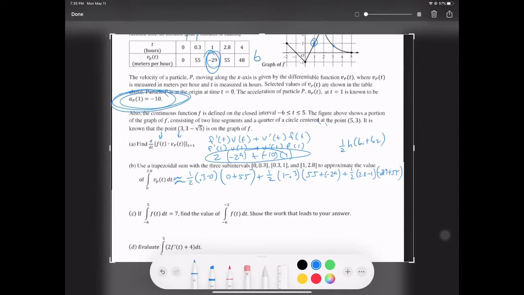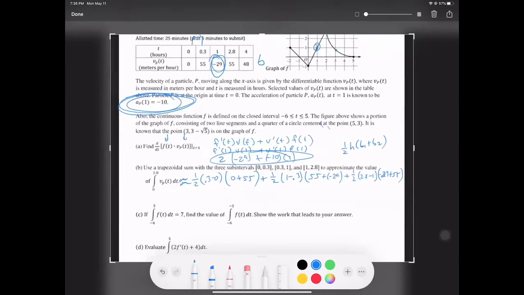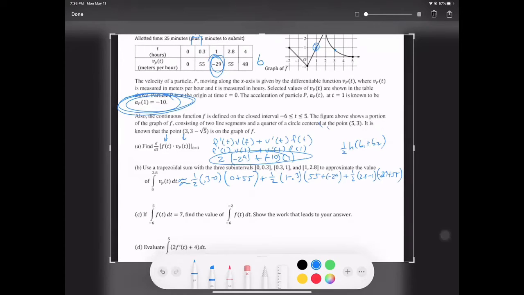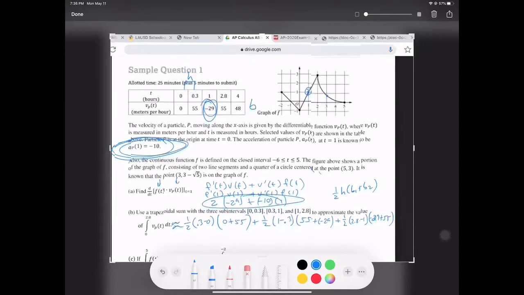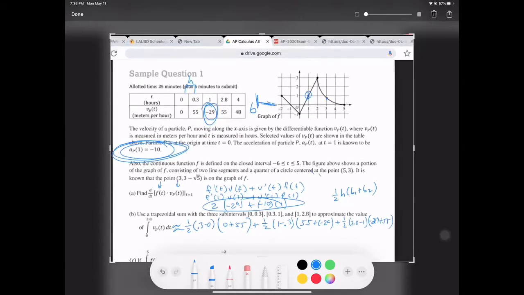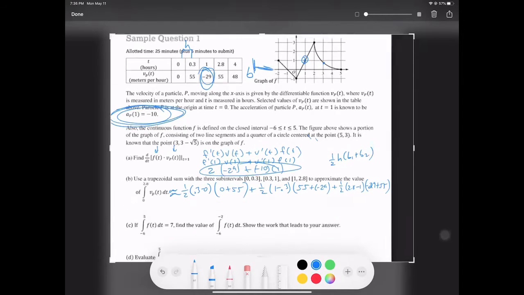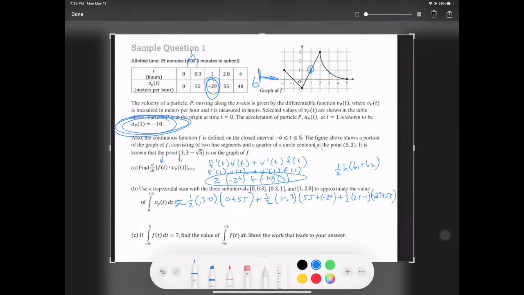Let's see. Next one, C. If the integral between negative 6 and 5 is 7. So the problem is, looking at the graph, they didn't give us what negative 6 was. They didn't give us that part. That's why I was a little confused there. But negative 6 to 5 is 7, so the whole thing is 7. Find the value from negative 6 to 2. Show the work that leads to your answer.